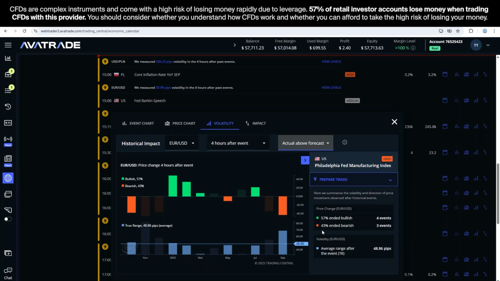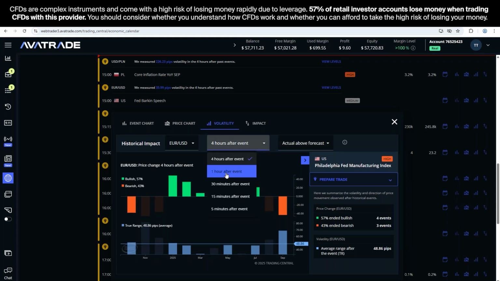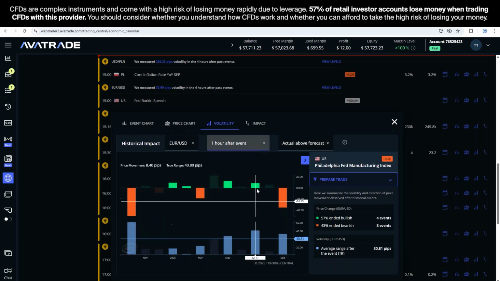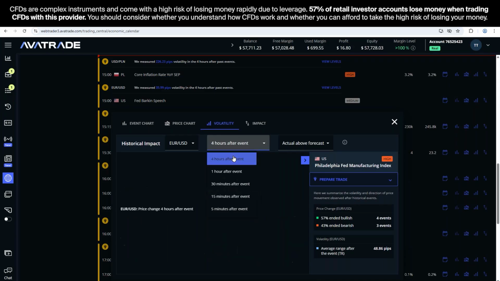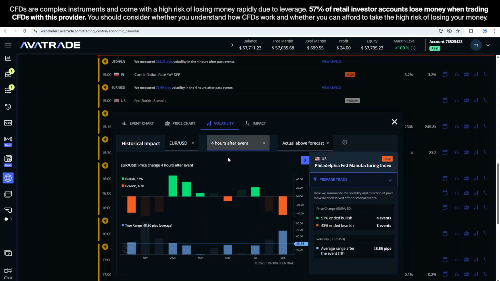57% up, 43 down. After 1 hour, same. In the first 5 minutes, same. Half up, half down. So this announcement doesn't look very tradable if it comes in above forecast. It just doesn't look predictable more in one direction than the other.